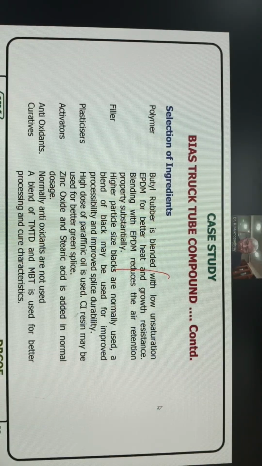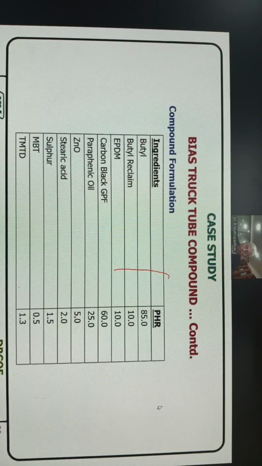In the case of tube butyl, suppose you put heat resistant butyl with low unsaturation EPDM; generally in a tube, higher particle size, a normally used blend of blacks may be used. For plasticizer, a high dose of paraffinic oil, because butyl is not compatible with other oils; paraffinic oil is the best. And then activators, antioxidants, and curatives. This is the type of formulation. So the components are based on what my requirement is, what the major polymers available are, what the cross-linking system is, and so on.